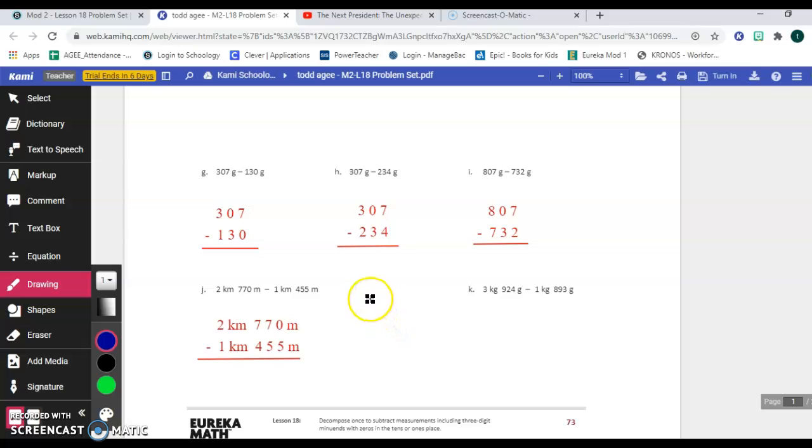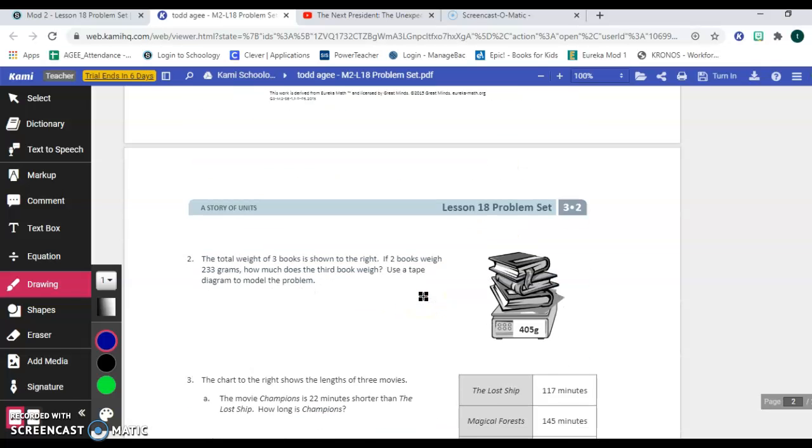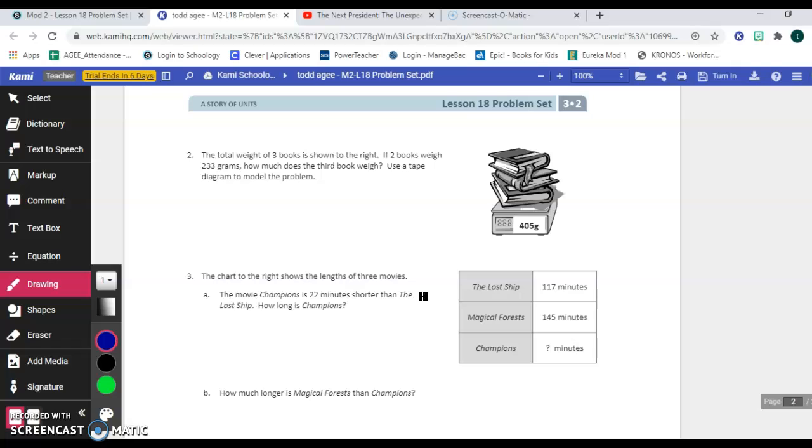move forward from there. The second part of the assignment here is going to ask you to do word problems that involve subtraction. So we are still practicing subtraction here. And so what it's helping you to identify is words that help you key in to the fact that it's a subtraction problem.